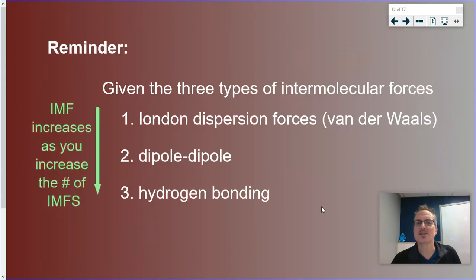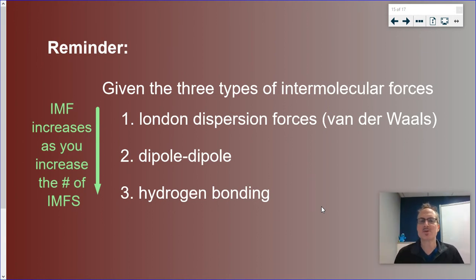Well, we've now looked at the 3 types, and to remind us, we went from weakest to strongest. London dispersion forces, or van der Waals forces, were the weak guys. Everybody had them, but again, we could rank them. The compounds with the smallest number of electrons had the least, and the compounds with the largest number of electrons had more London dispersion forces. If there was a tie, like in isomers, then we looked at stackability, right? The better it could stack, the stronger the London dispersion forces.